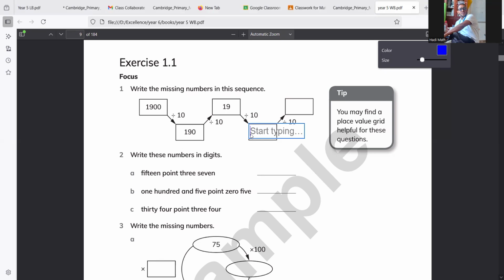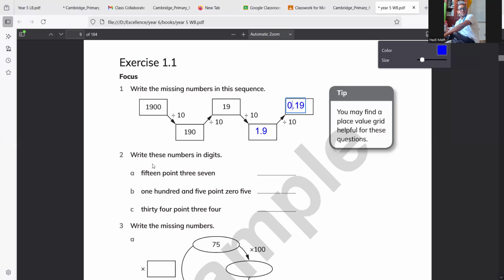But here, we don't have a 0 to cancel. When we don't have a 0, we put the decimal point after one digit. So we count 1 and we put the decimal point here. So it will be 1.9. When we divide again, we move the decimal point one step to the left, and we put a 0, and it will be 0.19.